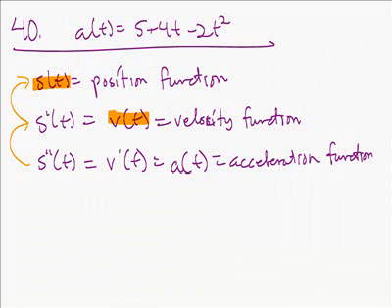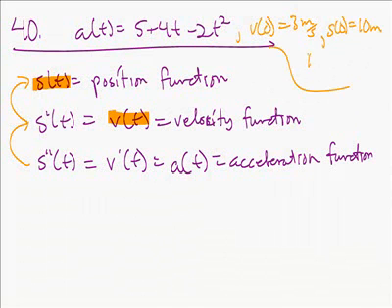So now, looking back at what we were given in number 40, we're given that a of t, the acceleration of a particle, is 5 plus 4t minus 2t squared. We're given an initial velocity v of 0, which is equal to 3 meters per second. And we're given also that its initial displacement, in other words, where it is at time t equals 0, is at 10 meters. So that's displaced 10 meters from position 0. We want to find its position after t seconds. In other words, we want to find our position function s of t.